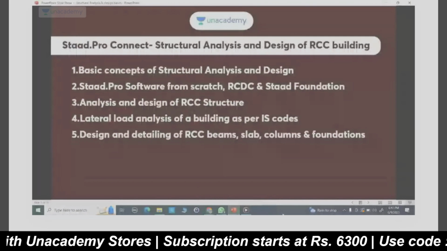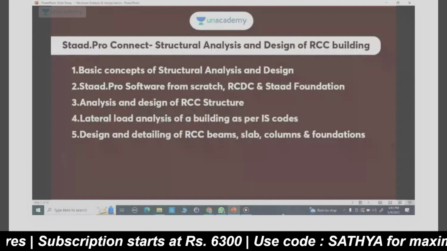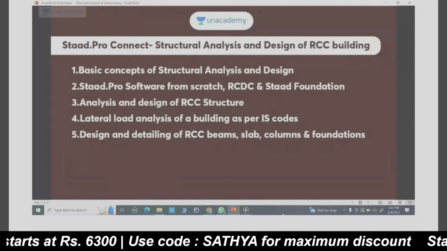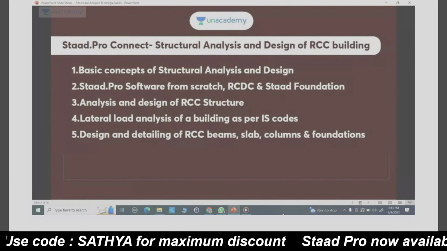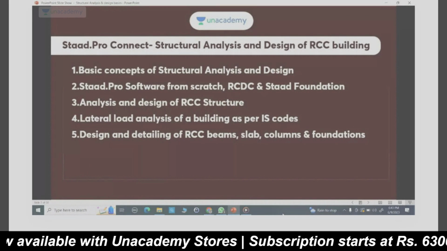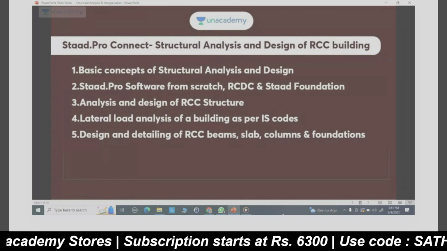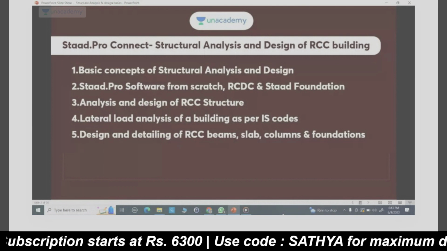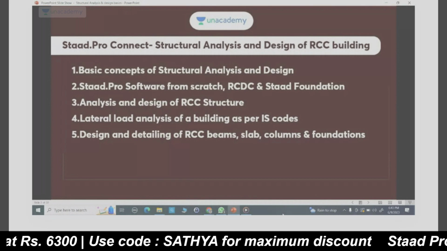Now let's look into the overview of this course. This course is structural analysis and design of RCC building. In this, the basic concept of structural analysis and design will be taught, and then you will learn the Staad Pro software from scratch, and for detailing we use RCDC. Along with these two software, you will be learning Staad Foundation as well, and analysis and design of the RCC structure. We will take one real-time project and do the modeling from scratch. We'll do the loading, we'll assign the properties, and finally we'll do the design of the structure.